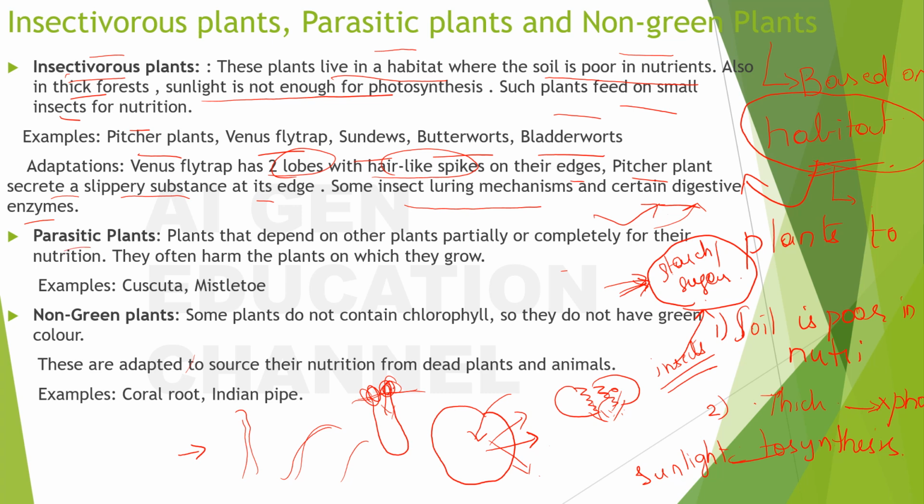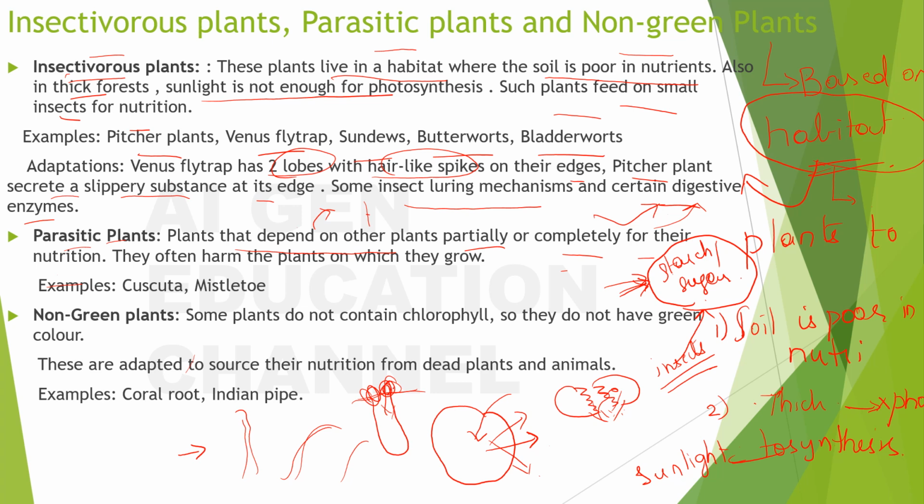Okay, and parasitic plants. What are these parasitic plants? Plants that depend on other plants. What is that? Plants that depend on other plants partially or completely for their nutrition. Okay, so these plants won't make their own food, but they depend on other plants either partly or fully for their nutrition. These are called parasitic plants.